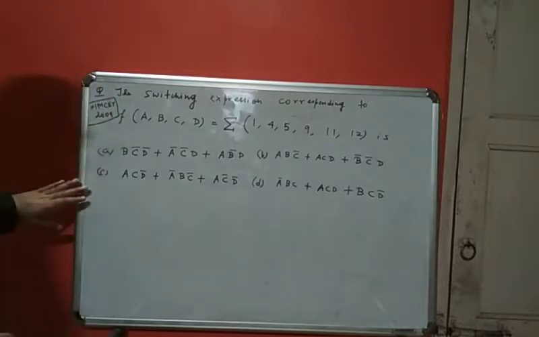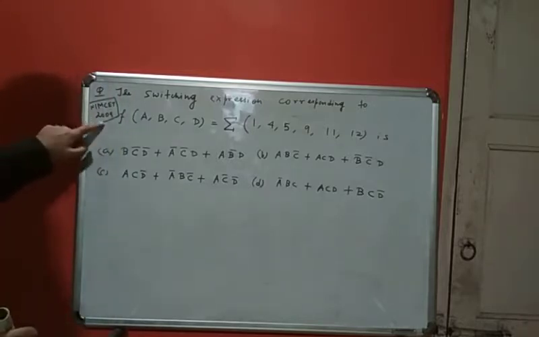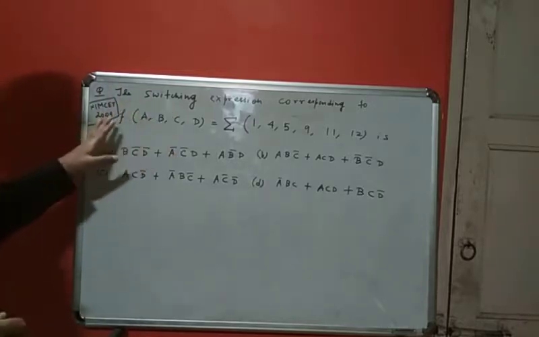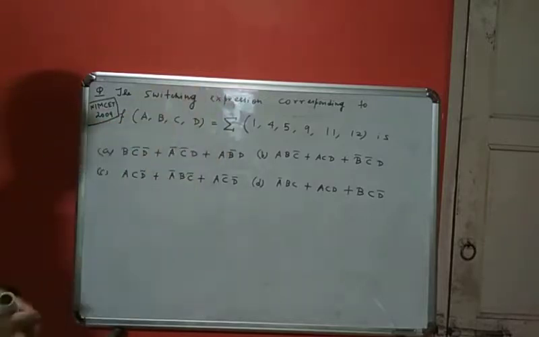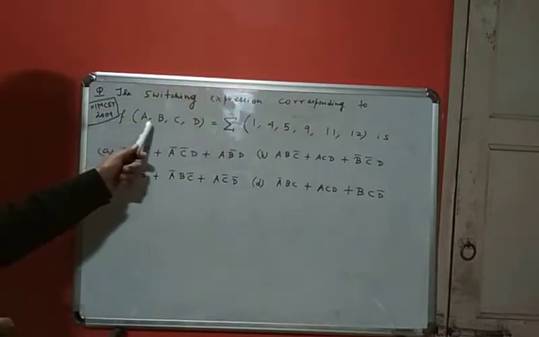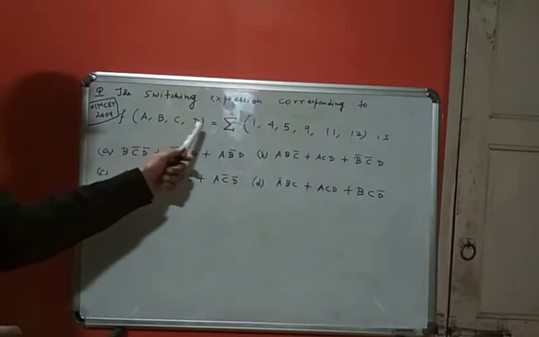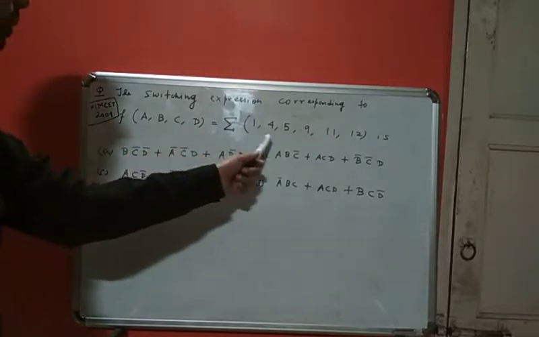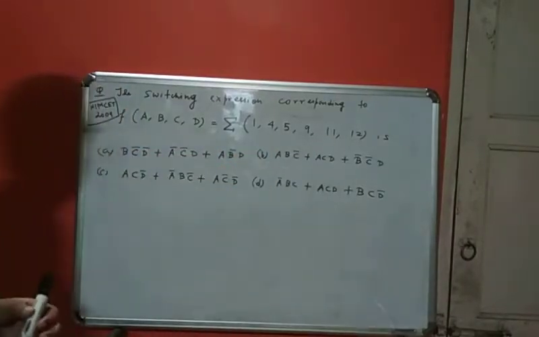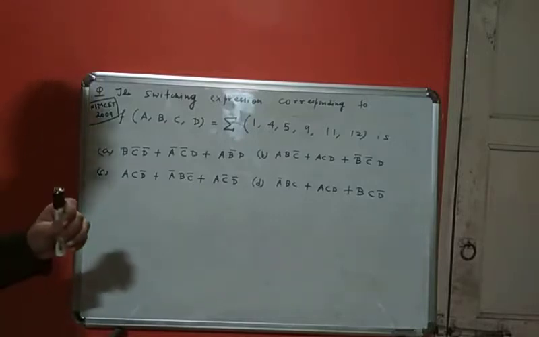So this question has been asked in NIMCET 2009. I'll read it out for you. The switching expression corresponding to this Boolean function f of a, b, c, d equal to sigma of 1, 4, 5, 9, 11, 12 is, and we are given 4 options.